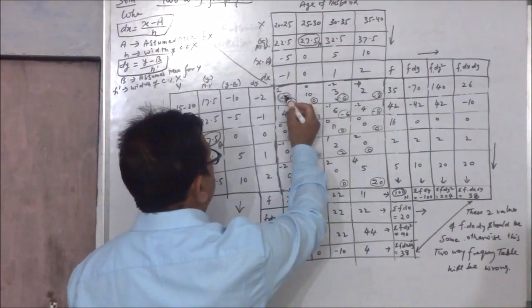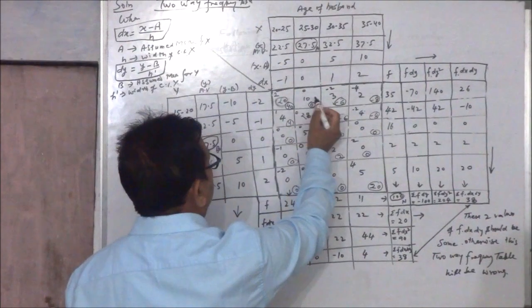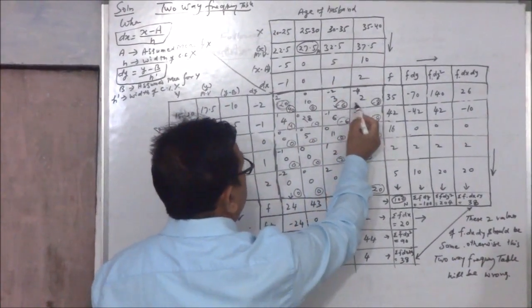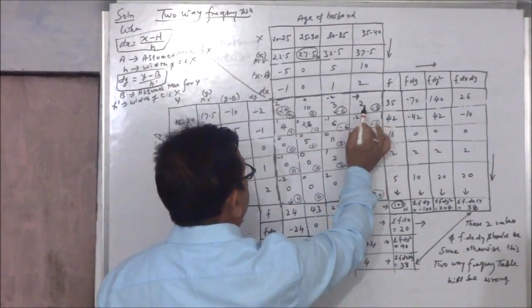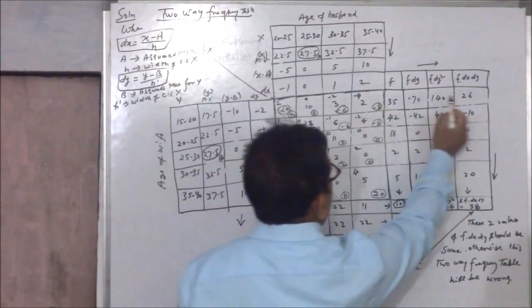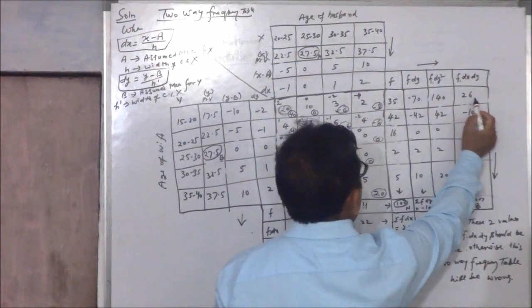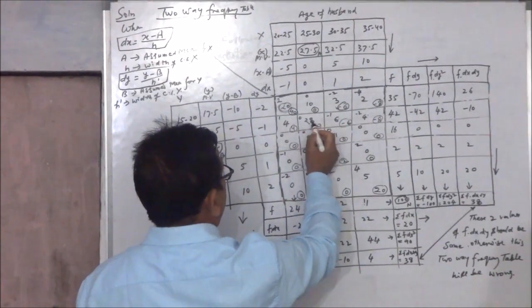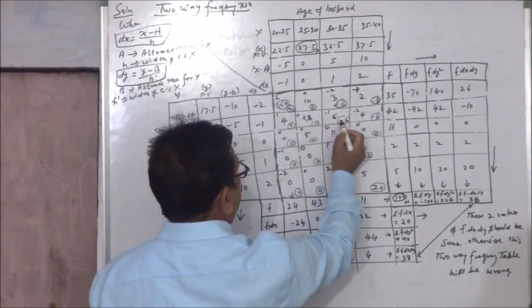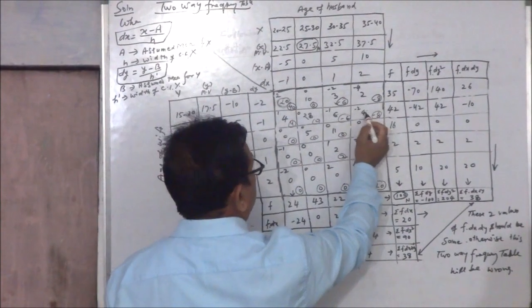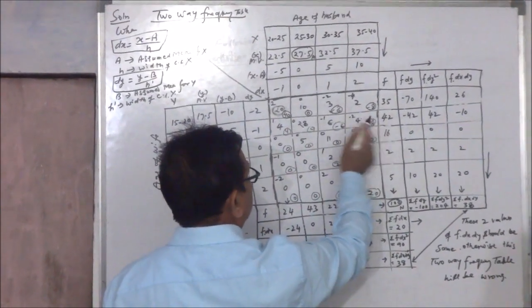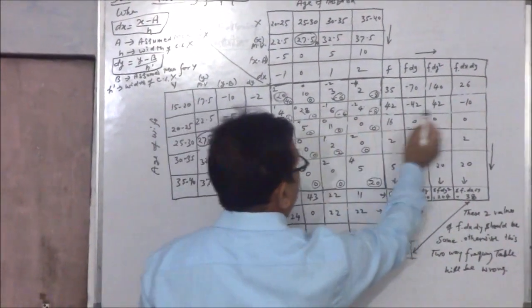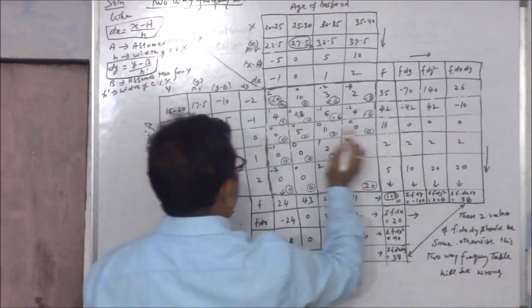So f into dx dy will be 22 into 2, this is 40. 10 into 0, this is 0. 3 into minus 2, this is minus 6. 2 into minus 4, this is minus 8. Add all these values, you will get f dx into dy. Similarly, 4 into 1, this is 4. 28 into 0, this is 0. 6 into minus 1, minus 6. And 4 into minus 2, this is minus 2. These are all the values of f into dx dy. Add all these values, we get minus 10.